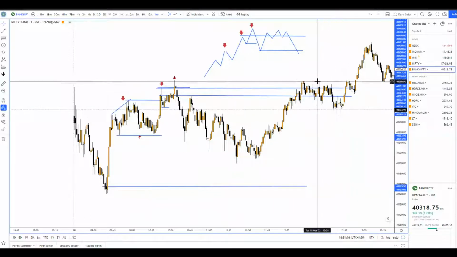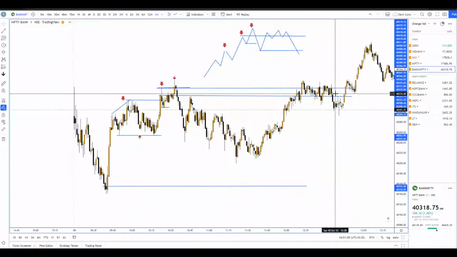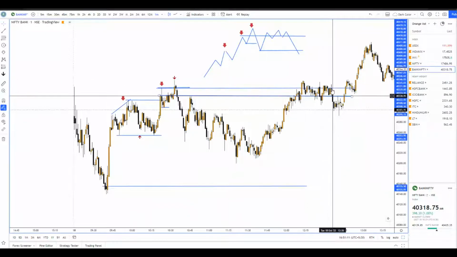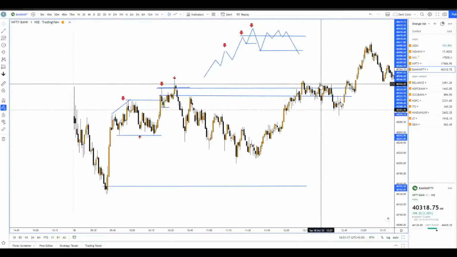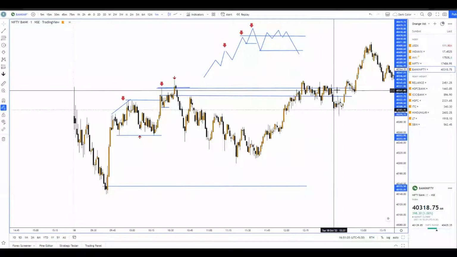I have always told you, find a very good entry based on a rejection candle and single candle engulf. Okay. This was the first attempt. This is the second attempt. This is engulfing. We don't take it. We want the third attempt with a very good candlestick pattern.